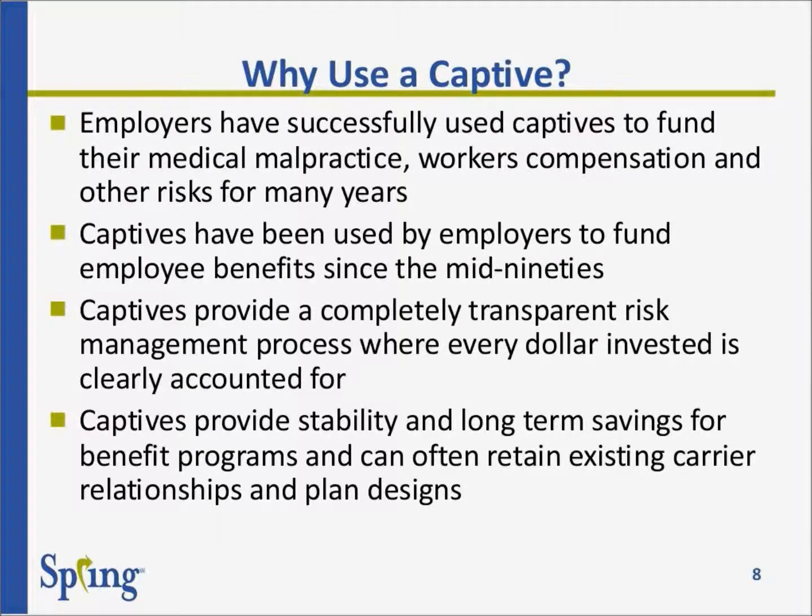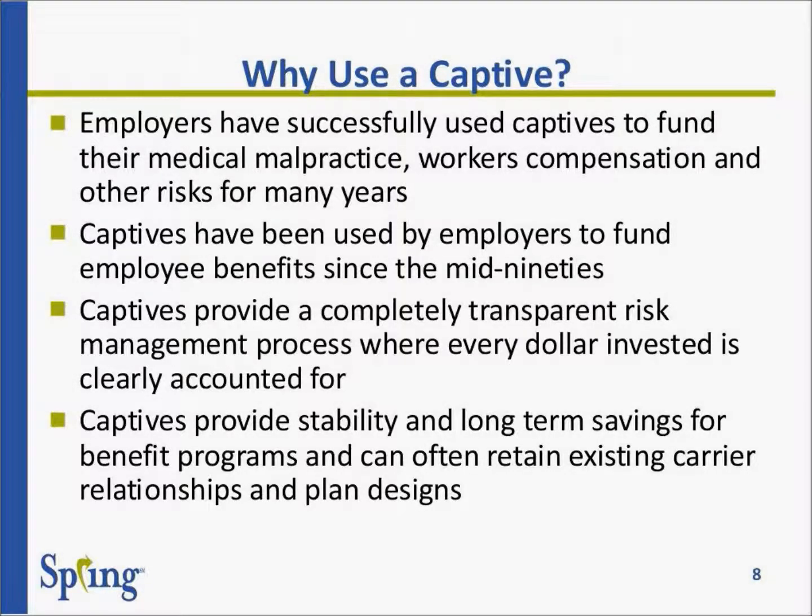Again, we've described that captives provide a completely transparent risk management process where every dollar invested is clearly accounted for. So if there are contingencies made for additional risks, or there are charges placed in the P&L for the program, if these monies are not spent, then the benefit is accrued to the group involved, and it's not lost to a third party, such as an insurance company.